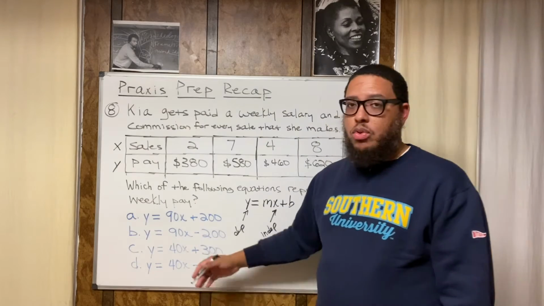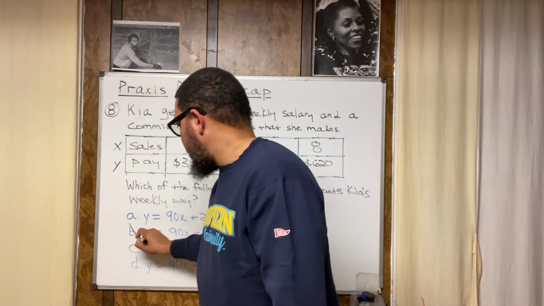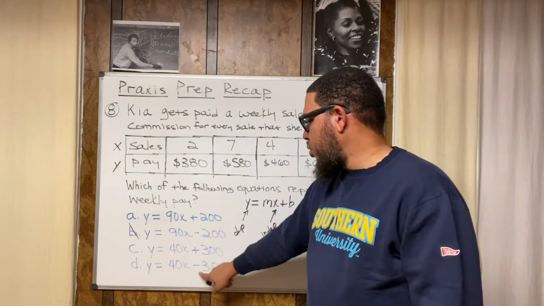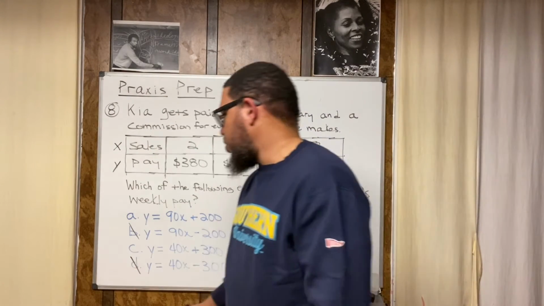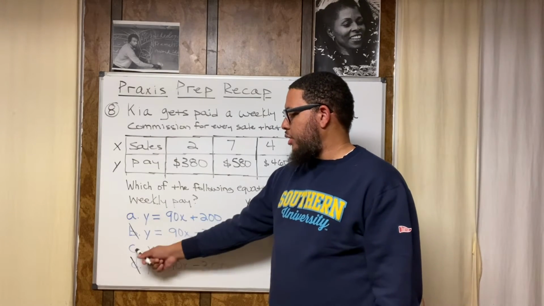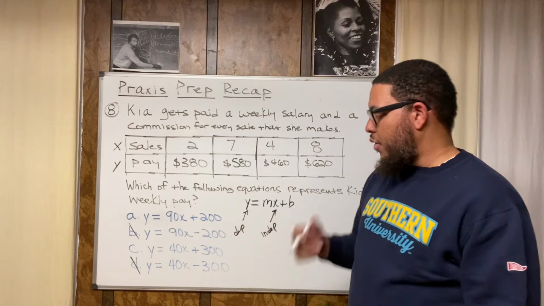So therefore, we can rule out choice B automatically, and we can rule out choice D automatically, because that's also including some subtraction, right? So we don't need any subtraction. So basically, we only have to test out choice A and choice C. Now, how do we test these out?